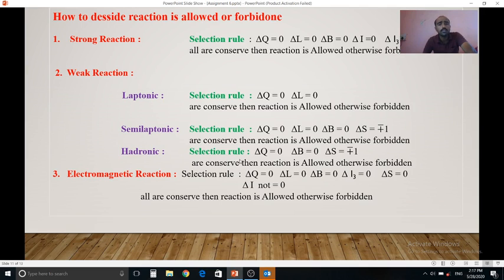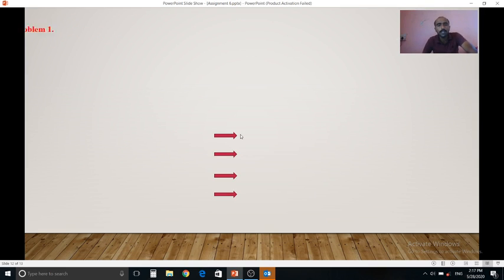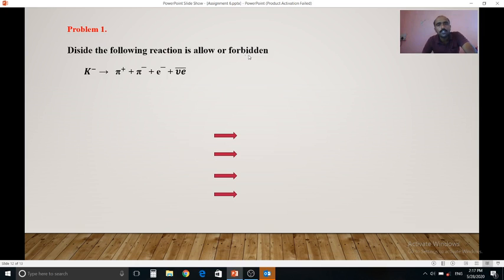This is a very important topic in the CSIR exam. Many times they ask the question: decide whether the following reaction is allowed or forbidden. That is a 5 marks question in the CSIR NET exam. Problem number one: decide whether the following reaction is allowed or forbidden. The reaction is K minus going to pi plus, pi minus, plus e minus, plus the anti-neutrino of the electron lepton.